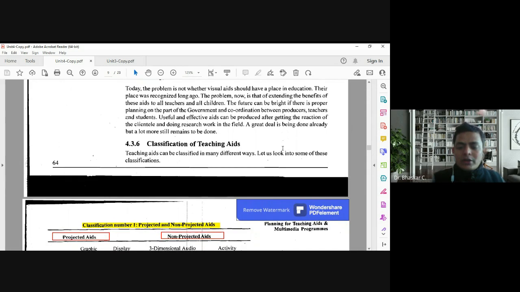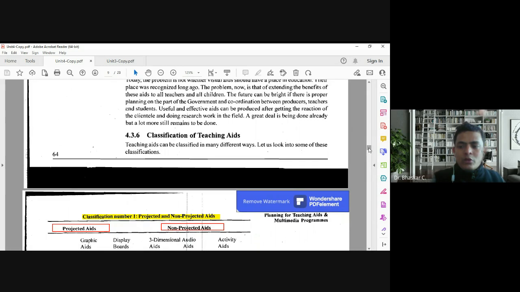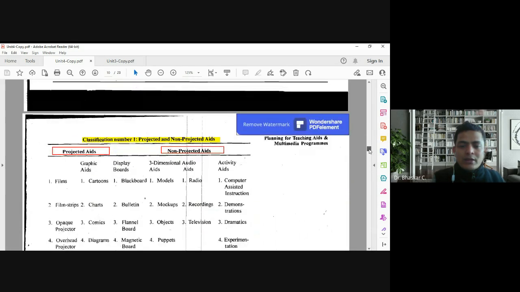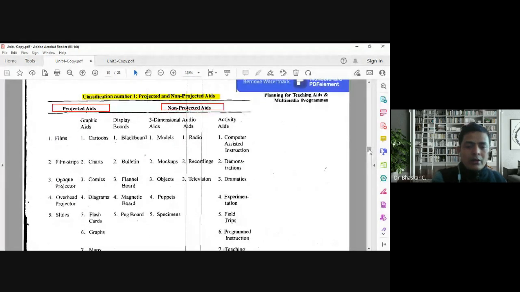And when we go for this classification, you will find that it's very easy to understand. Here we are. See, this is basically a table. This is the first classification: projected and non-projected aids. These are the projected aids: films, film strips, opaque projector where the cursor is moving. These are the projected aids, right? And these are the non-projected aids, which cannot be projected.